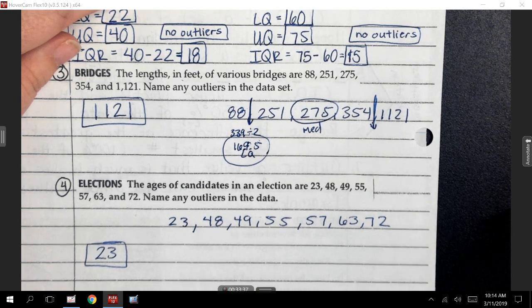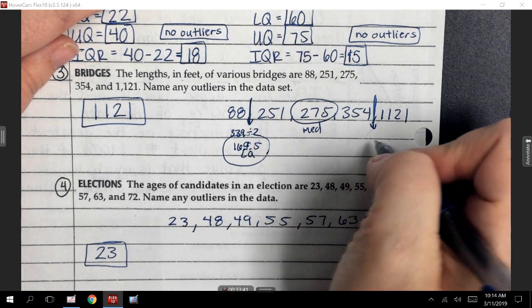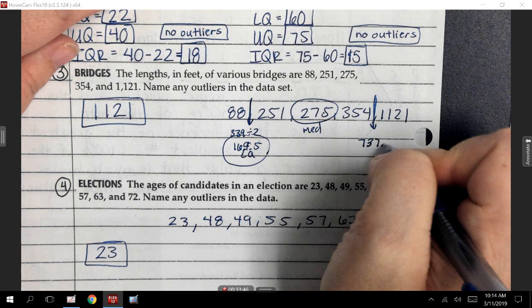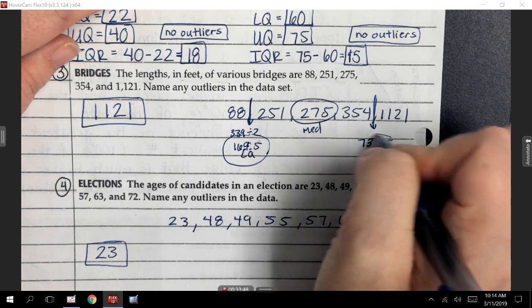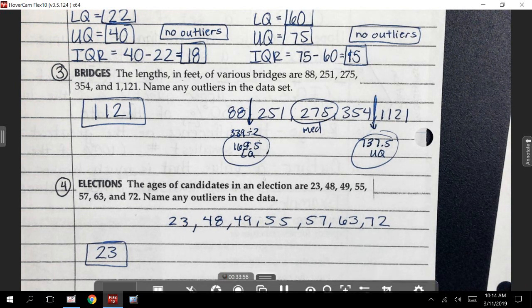When I work that out and add it and divide by 2, I should get 737.5 as my UQ. All right, so I just wanted to kind of show you that you can have 2 split for your LQ and UQ. Are we okay with that? All right, now I'm going to stop it and for real pass.